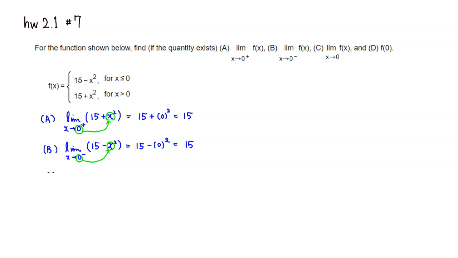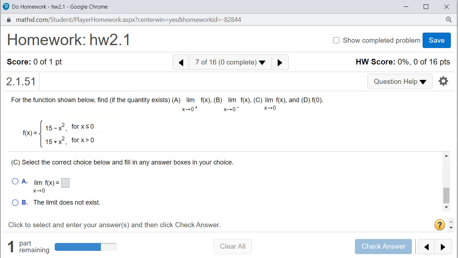The last one is the regular limit, so you have to approach from both sides. So you have part C, the limit as x approaches 0 of this function f. In this case, we don't really have to do any work because we have a right-hand limit going to 15, and the left-hand limit is going to 15. Since they agree with each other, the two-sided limit is going to be the same number. So it's just 15.